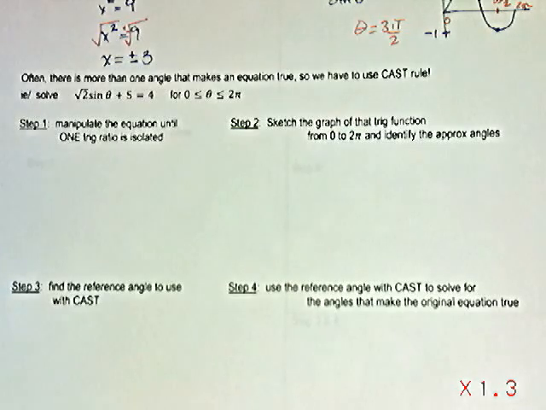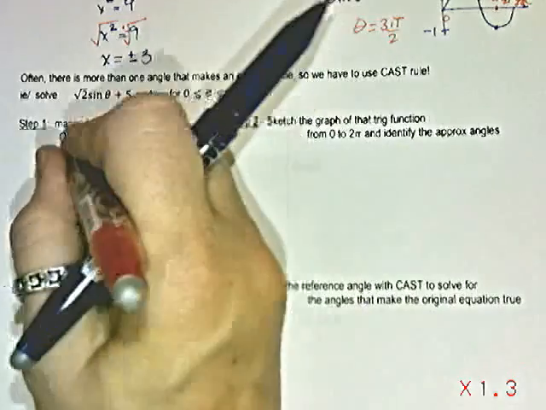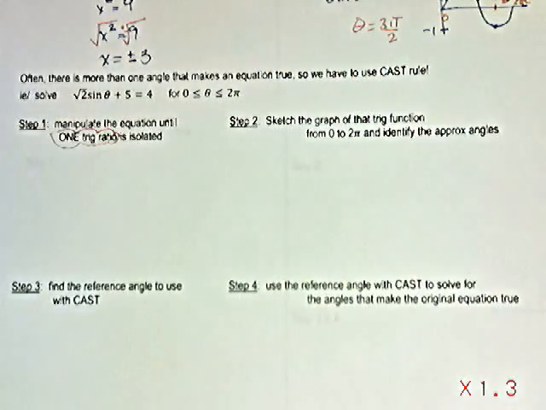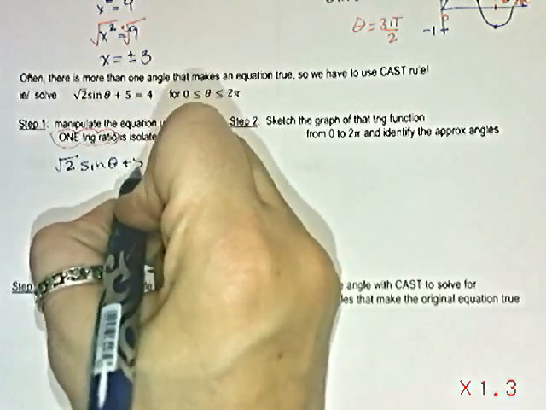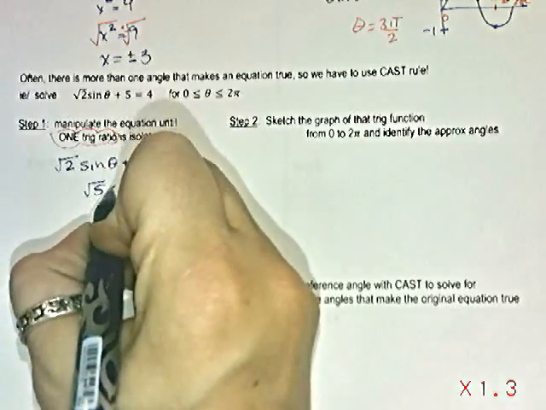So step 1, manipulate the equation until one trig ratio is isolated. Get it down to sine equals a number, or cos equals a number, or tan equals a number, that kind of thing. So we're working with root 2 times the sine of theta plus 5 equals 4. So let's subtract 5 off of both sides.